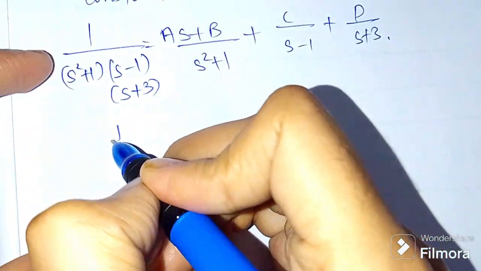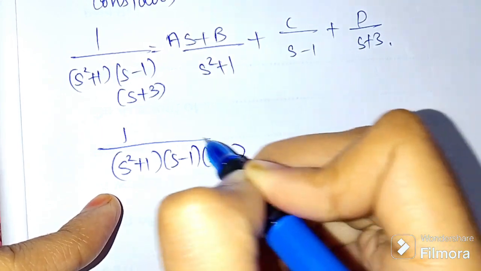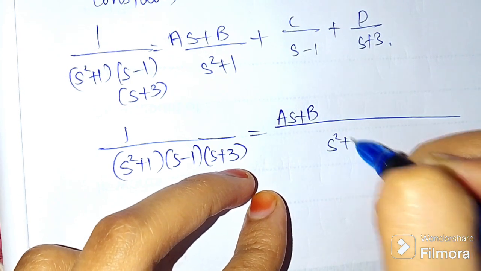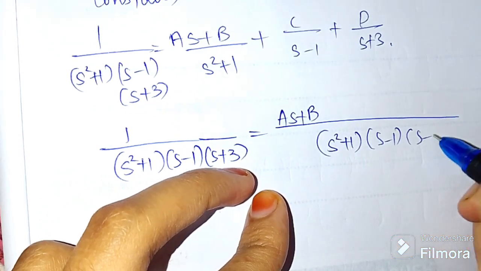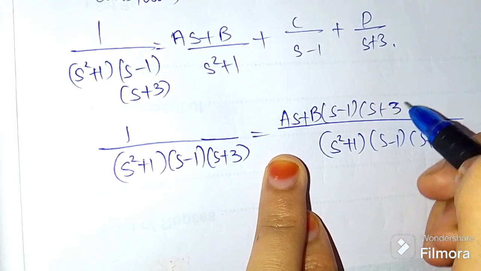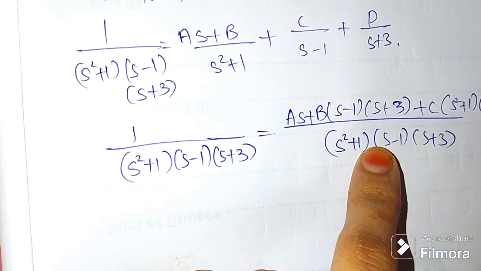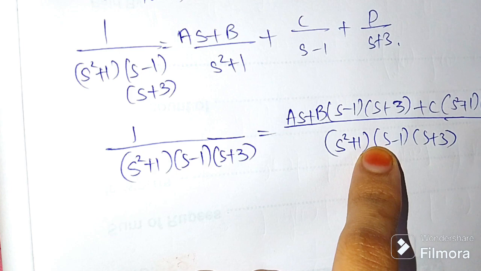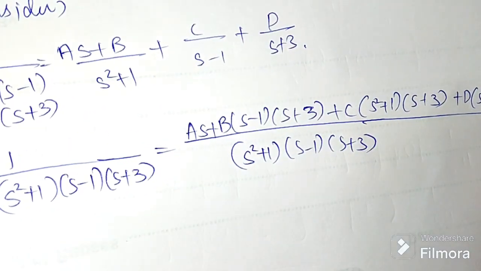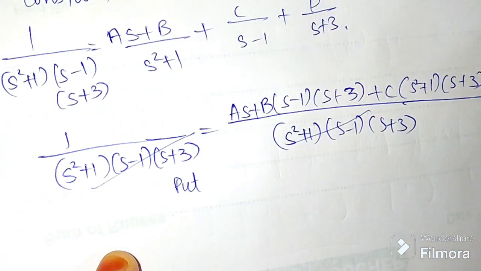So first let's write it like this. (As plus b) into (s square plus 1)... so what should I write? (As plus b) into (s minus 1) into (s plus 3) plus c into (s square plus 1) into (s plus 3) plus d into (s square plus 1) into (s minus 1). So now I'll put, these two cancel, we will be left with numerators.